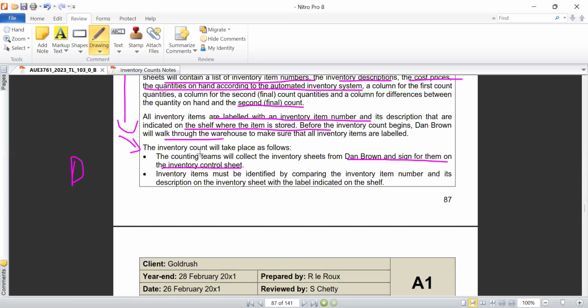But anyways, let's continue. So the counting teams will collect the inventory sheets from Danny Brown and sign for them on the inventory control sheet. The person that was supposed to be doing that is the respective supervisor of the count team.